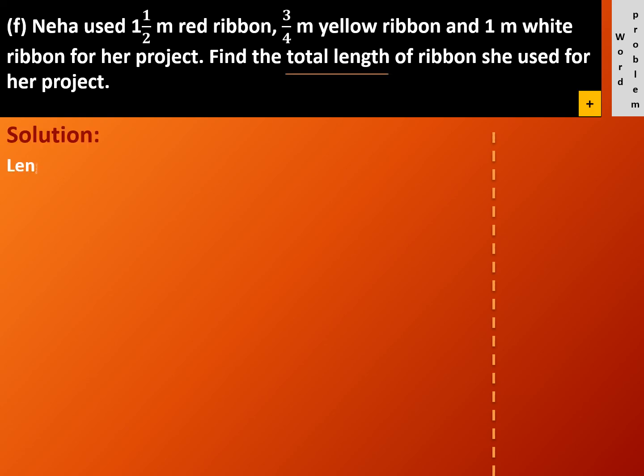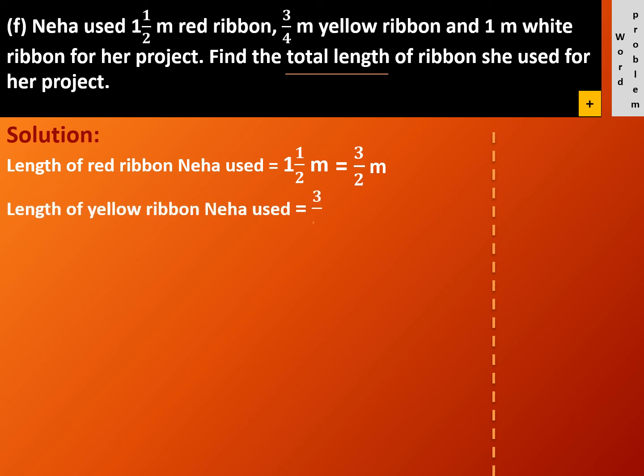So the first statement is: length of red ribbon Neha used is equal to 1 upon 2 meter. Let's convert it into an improper fraction. 2 ones are 2 and 2 plus 1 is 3. So the fraction is 3 upon 2 meter. The second statement is: length of yellow ribbon Neha used is equal to 3 upon 4 meter. Then the third statement is: length of white ribbon Neha used is equal to 1 meter.